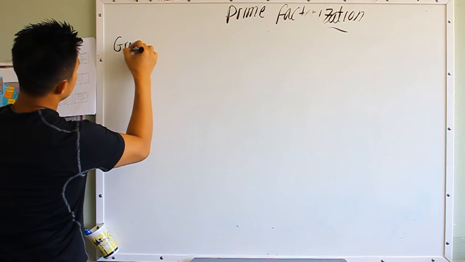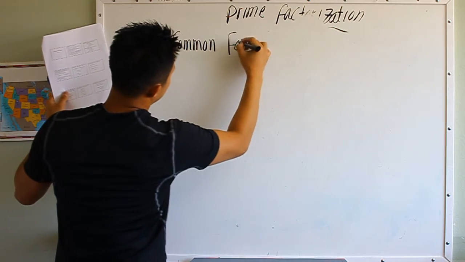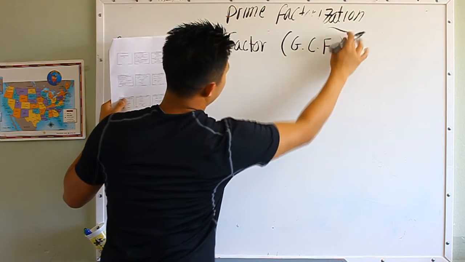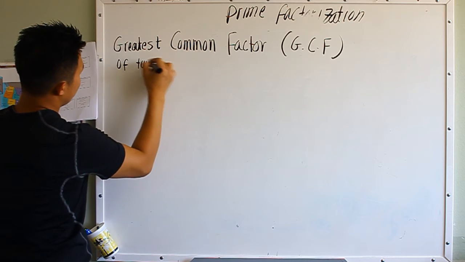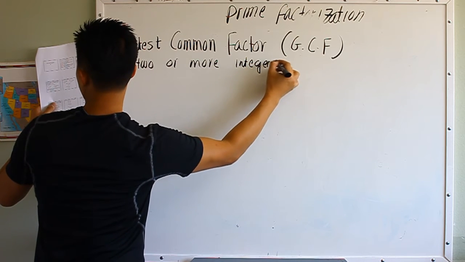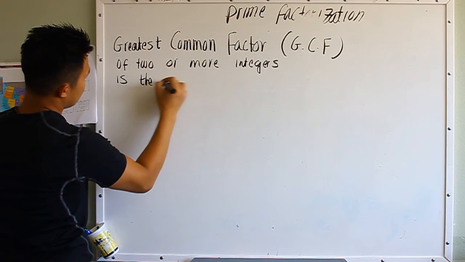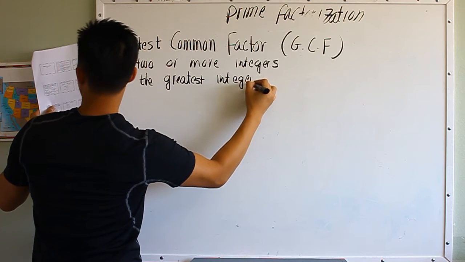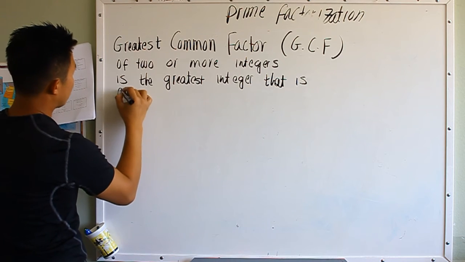The greatest common factor, shortened by the 3 letters GCF, of 2 or more integers is defined to be the greatest integer that is a factor of each.